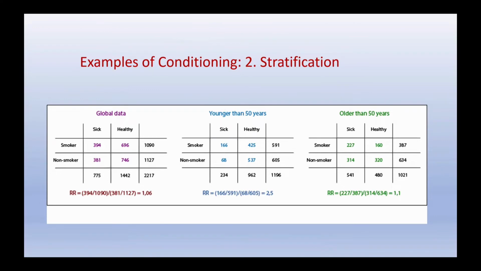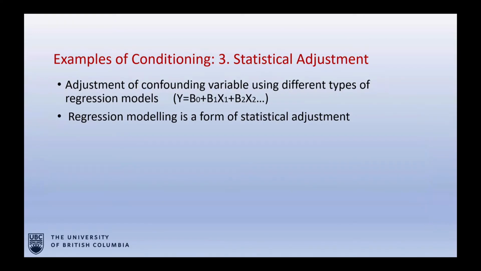Stratification again is a way where, if we suspect, for example, in this case, age seems to be a confounding variable, then if we stratify by a cutoff point of 50 years, we'll see that the relative risks are different, suggesting that there's a confounding effect of age in our global data. And again, the most commonly used type of conditioning is statistical adjustment because it allows us to condition or adjust for multiple variables at the same time.